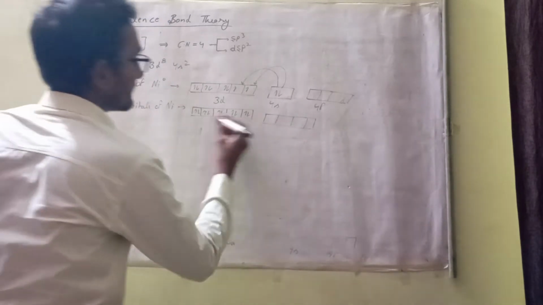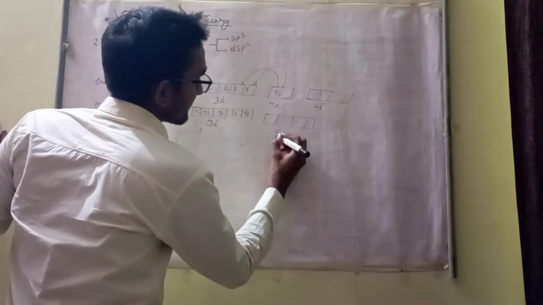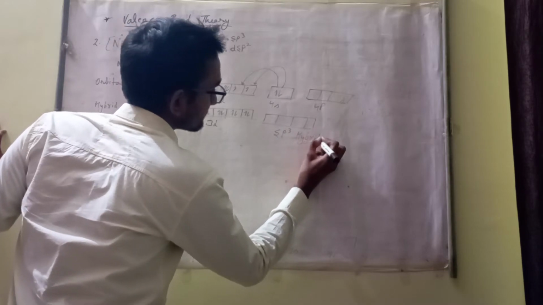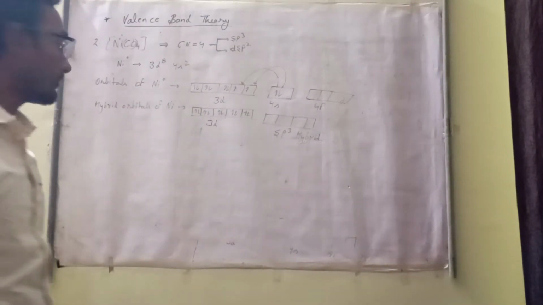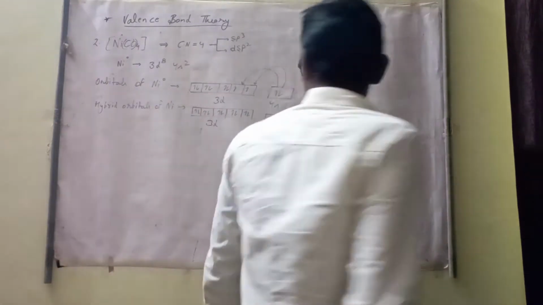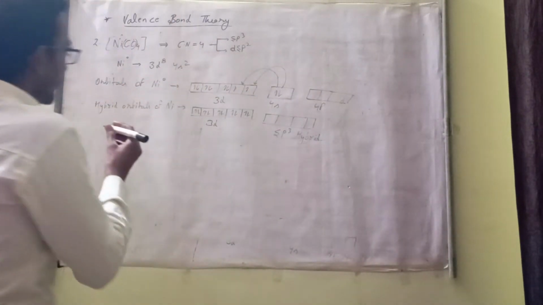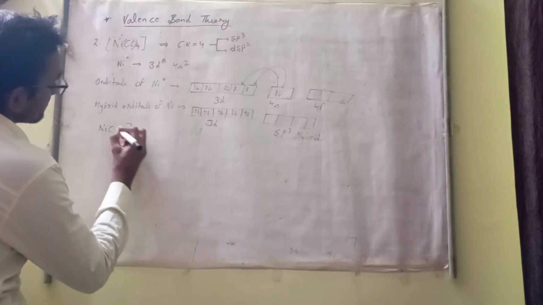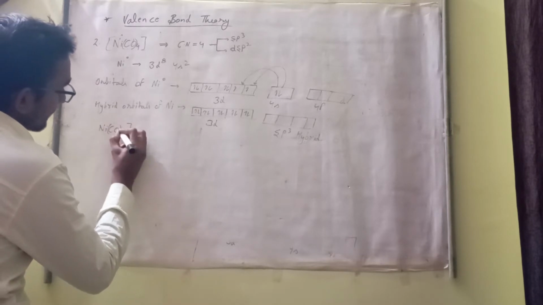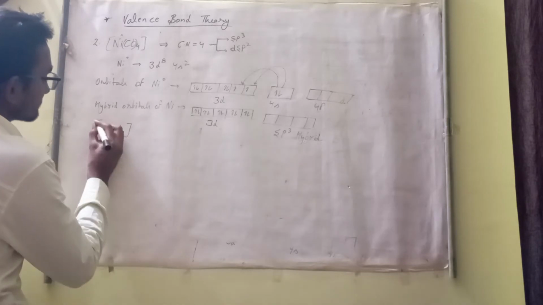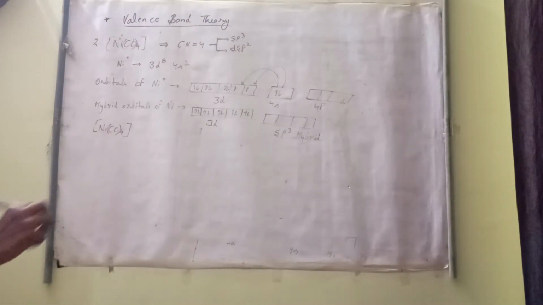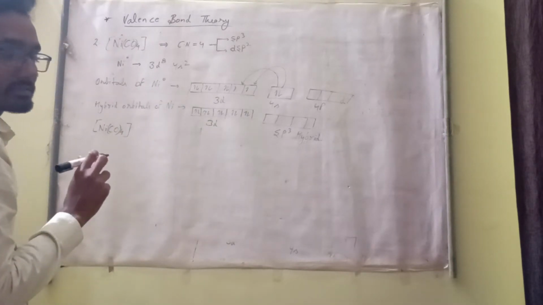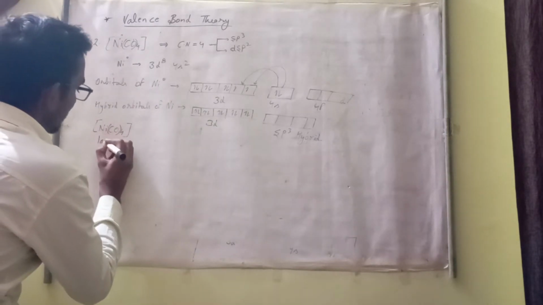Okay, these are the sp3 hybrid orbitals. The complex is Ni(CO)4, which is an outer orbital complex. That means it is a low spin complex.